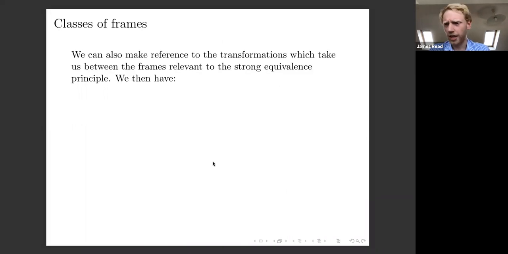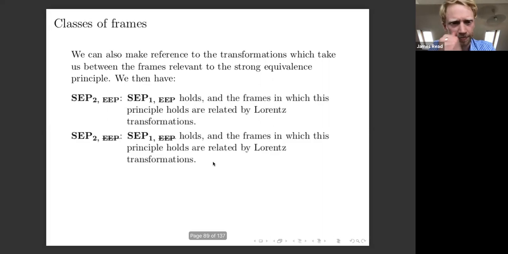You can also think about the classes of frames in which this principle holds. So it doesn't necessarily just hold in one. The normal frames might be related by certain kinds of coordinate transformations. So I here write SEP2 EEP and SEP2 not EEP. These say respectively the following. The first says that SEP1 EEP holds and the frames in which this principle holds are related by Lorentz transformations.